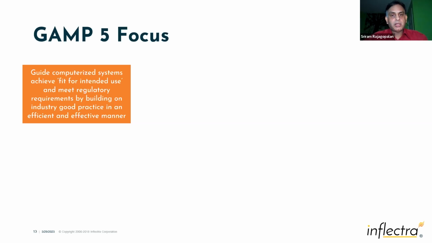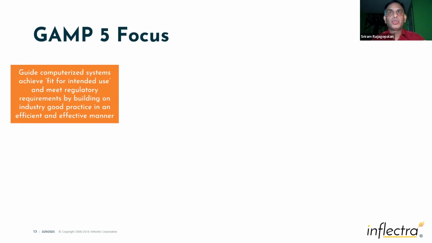So you need to take into consideration what some of those regulatory requirements are, not just the product requirements, but regulatory requirements, and then build in industry good practice. Again, it doesn't say best practice, it says industry good practice, in an efficient and effective manner to bring everything together. Efficient is about management, effective is more about leadership. So how do you bring those things together?